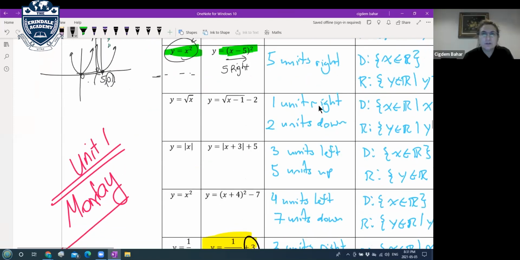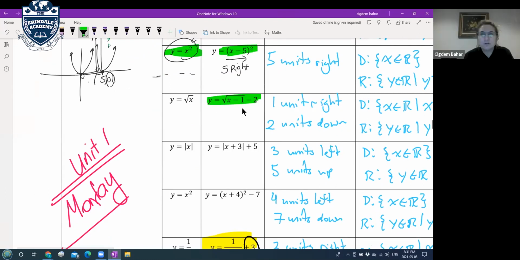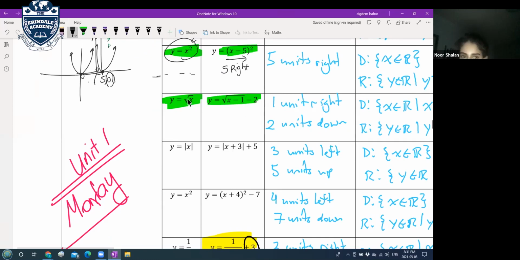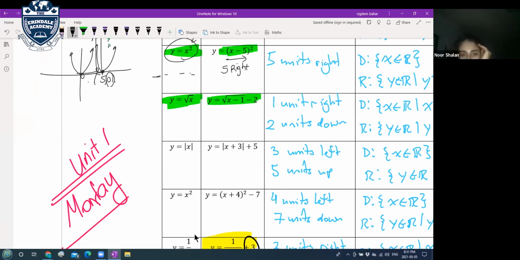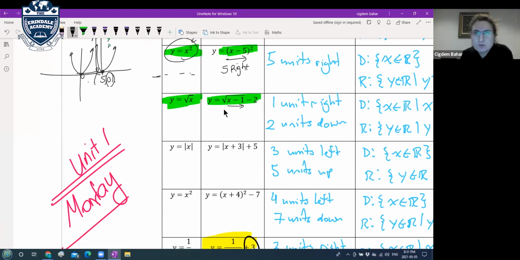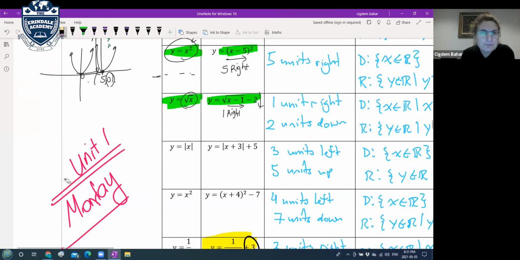Next one. Tell me about the next one, guys. What's going on with the next one? Look here. You add 1 and then subtract 2. So 1 to the right and 2 down. Yes. So this is a square root function.